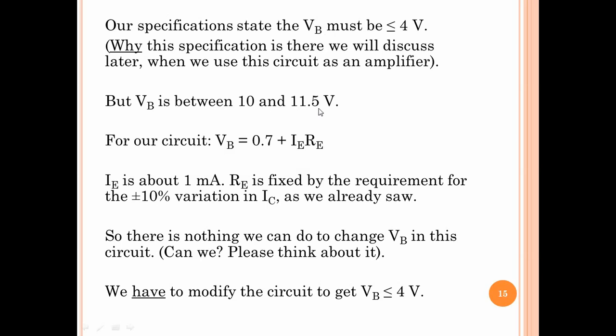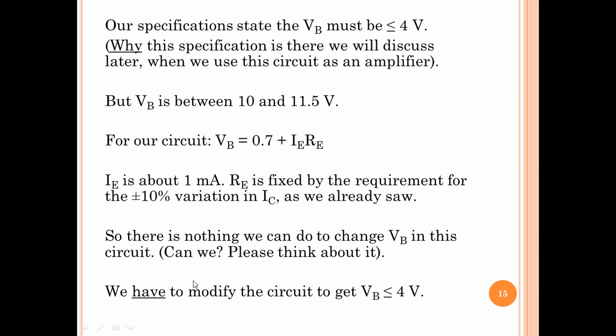So now let's think about it. What can we do? We already saw that for our circuit, VB is equal to 0.7 plus IE RE. RE we've already fixed by the requirement of the plus minus 10% variation. IE is given to us. In fact, IC is about IE, and that is 1 milliamp. So this is fixed. This is fixed. There is nothing we can do in this circuit to change VB. Can we? Please think about it. Can we do anything to change VB while keeping all the other specifications in place?